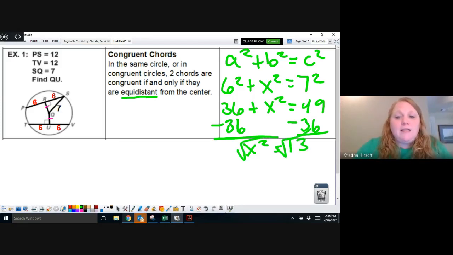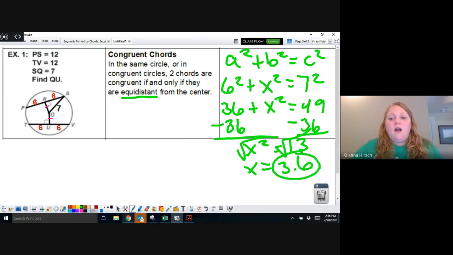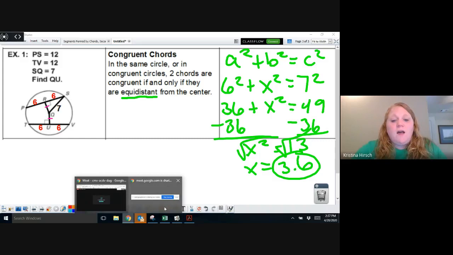Square root both sides. And technically it's plus or minus, but we are dealing with length, so we would not care about the negative. So the square root of 13 as a decimal is approximately 3.6. I'm rounding it. The square root of 13 is obviously the exact answer, but this length would be 3.6, which makes QU also 3.6. So there's a lot to soak in with that for sure.